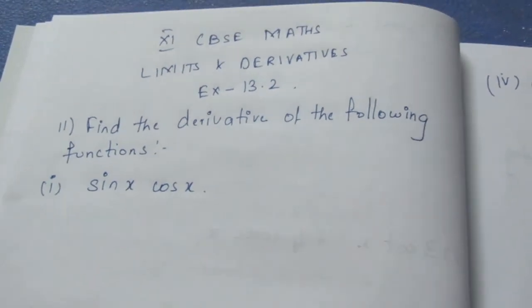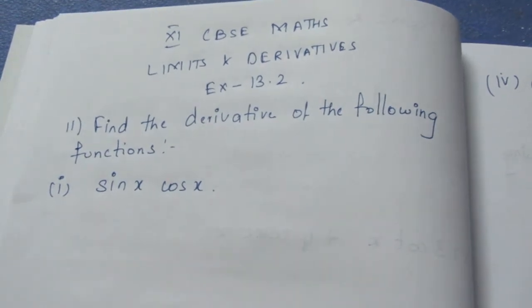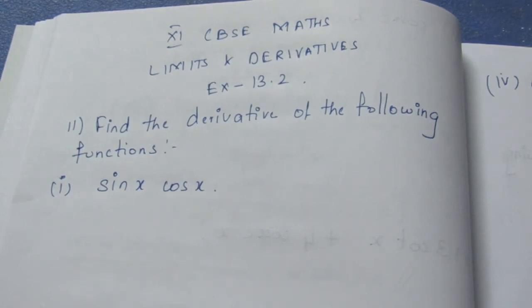Today we are going to see 11 CBSE Maths Limits and Derivatives exercise 13.2 question number 11. In that, find the derivative of the following functions. There are 7 subdivisions. In that, we are going to find the derivative of each of the following functions. Now let's see the first one.